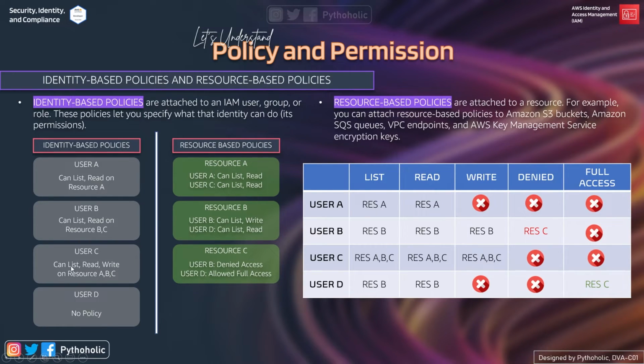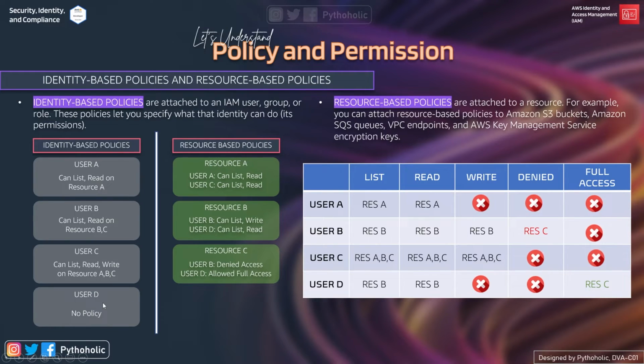Now let's see user C. It can perform list, read, and write on resource A, B, and C. Here, we have a resource-based policy on resource A, where user C can list and read. There is no other policy for user C on resource B and resource C. So all that matters for now is the identity-based policy, as this allows user C to perform list, read, and write operations on resources A, B, and C.